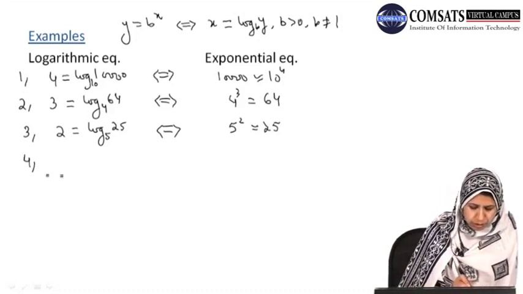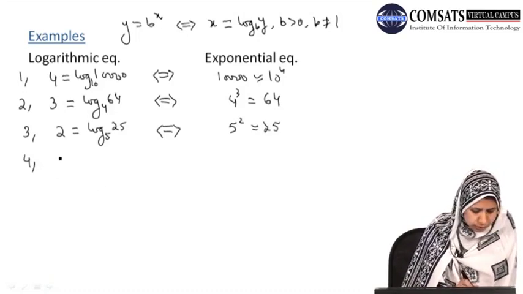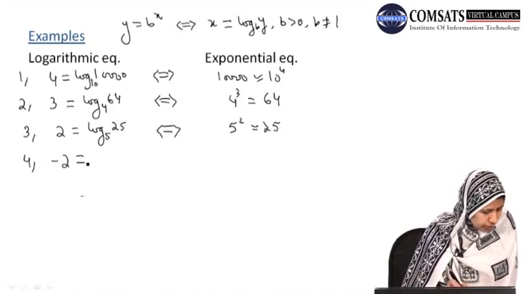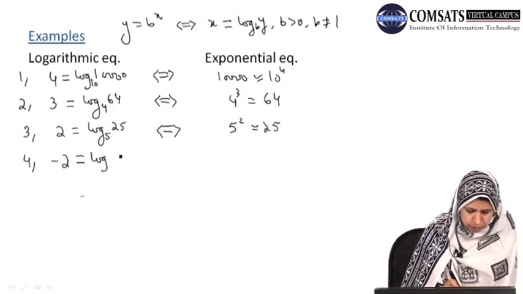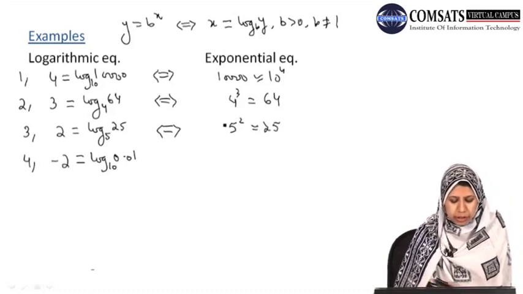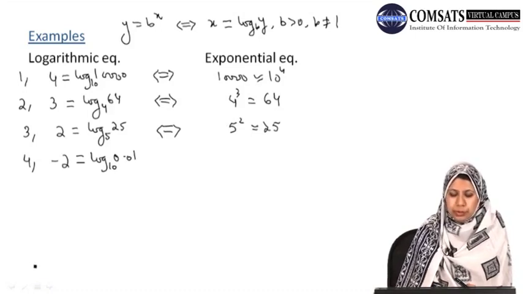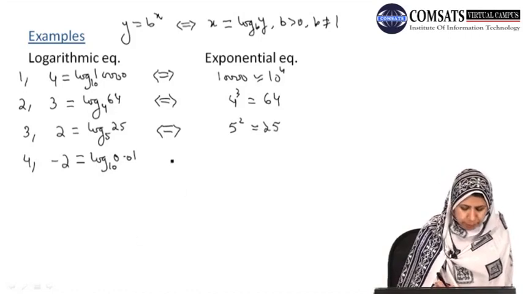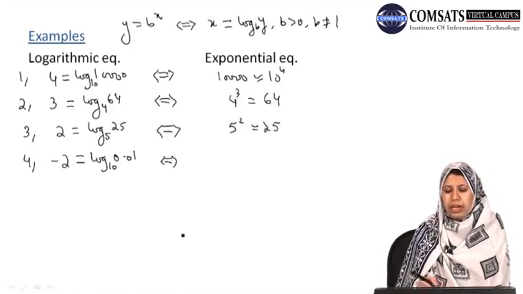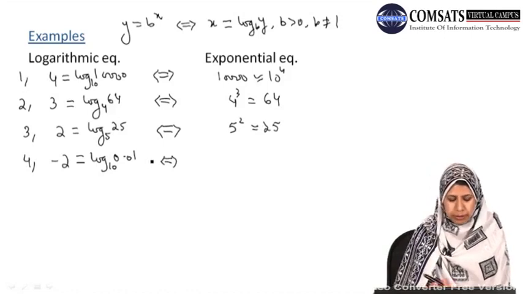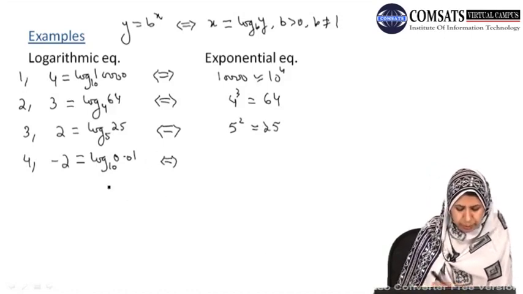Okay, now we have one more equation, minus 2. Minus 2 is the value of x, because we are writing our log equation, log of 0.01 to the base 10. So if we compare this log equation with the general form, we obtain that x is equal to minus 2, y is equal to 0.01, and the base b is equal to 10. And since we have our domain x as the set of all real numbers, minus 2 is also acceptable.